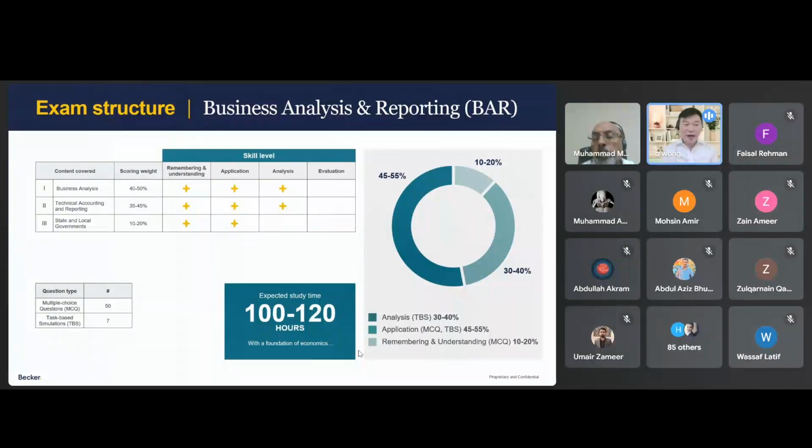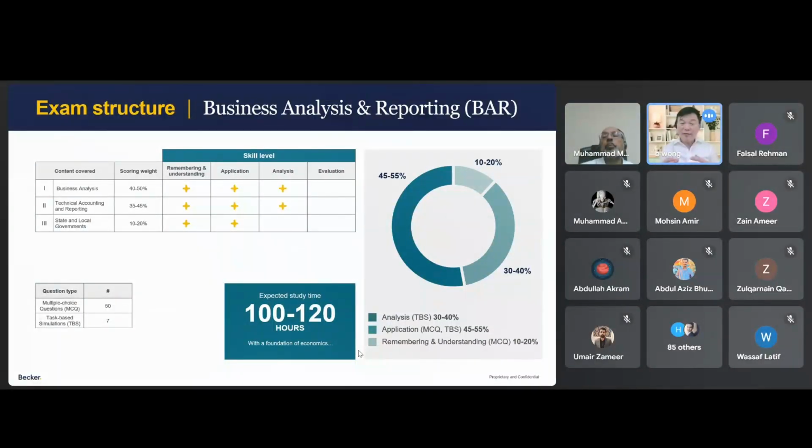The three topics they're testing you on are business analysis, some technical accounting and reporting, and the state and local government tax. That's something I would say even the American students, most of our international students have never been exposed to. So if you do want to take this exam, I highly recommend you spend more time on that. But of course, within our system and content, we assume you have no previous knowledge on this, so we'll teach you basically from scratch.